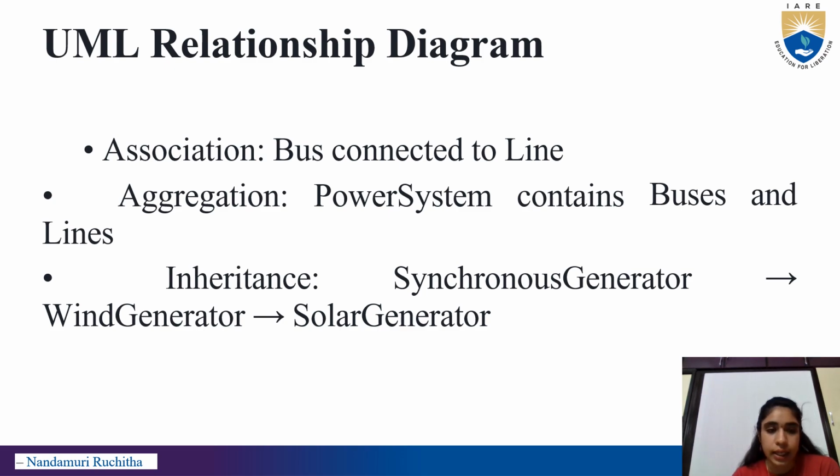So, this slide is the UML relationship diagram. First is association. What is association? Bus connected to line is called association. And next about aggregation. Aggregation means power system contains buses and lines. So next, inheritance. Synchronous generator, wind generator and solar generator. These are the inheritance.